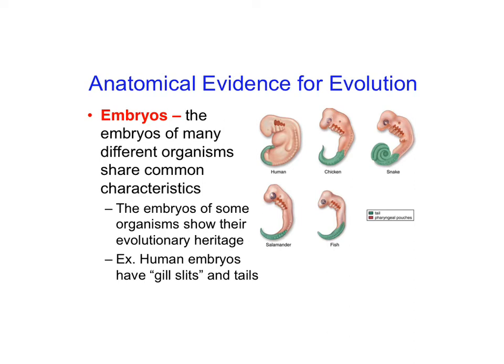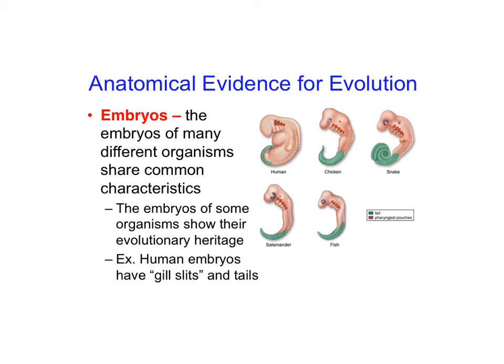For example, we can look at the embryo of a human, a chicken, a snake, a salamander, and a fish. And you can see that in each one there's a tail. Yes, indeed, in a human embryo there's a tail. It later goes away before the baby is born, but in the embryo it's there. A chicken has a tail, even though its tail looks quite different when it's hatched out of its egg.